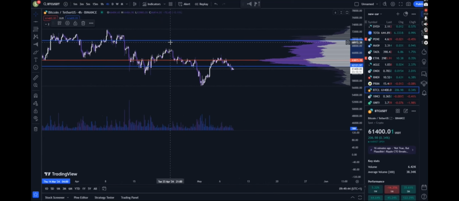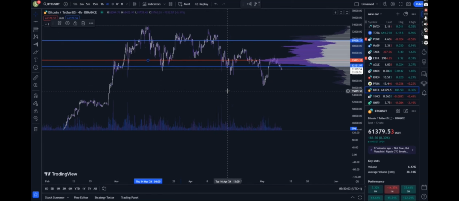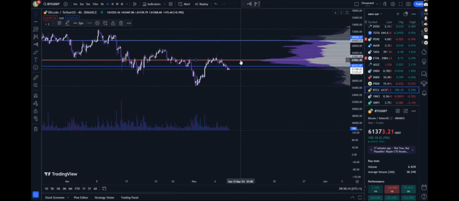And if you have a look here, we've got the value area high, we've got the point of control, and then we've got the value area low. And we'll be looking at these areas to see where, we're on Bitcoin at the minute, see where Bitcoin potentially could go. And you're gonna mark these areas out with your horizontal lines.